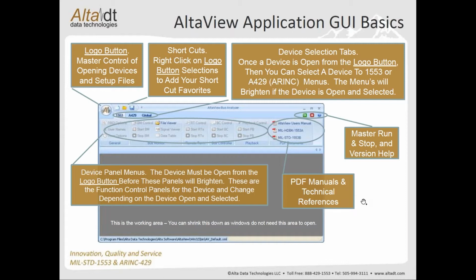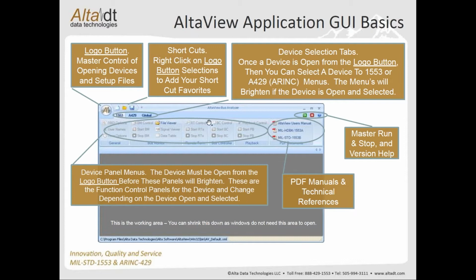So a couple things to keep in mind, the little Alta logo button is used for opening devices, loading setup files, and things of that nature. There are also shortcuts for the same type of thing that allow you to open files, make your savings, your setups persist, and so forth. Now you'll see up here, there are 3 tabs: 1553, A429, and Global. We'll be talking about 1553 and Global today, but this is basically the tab that you click on to interact with and control the specific device that you want to work with.